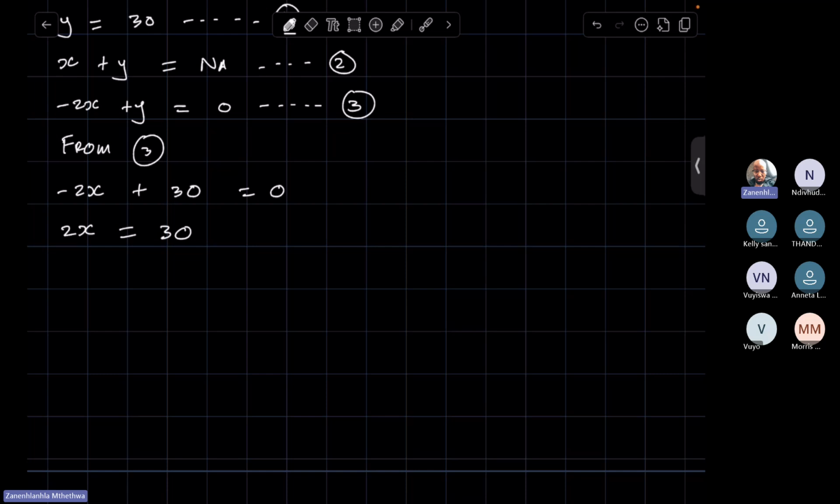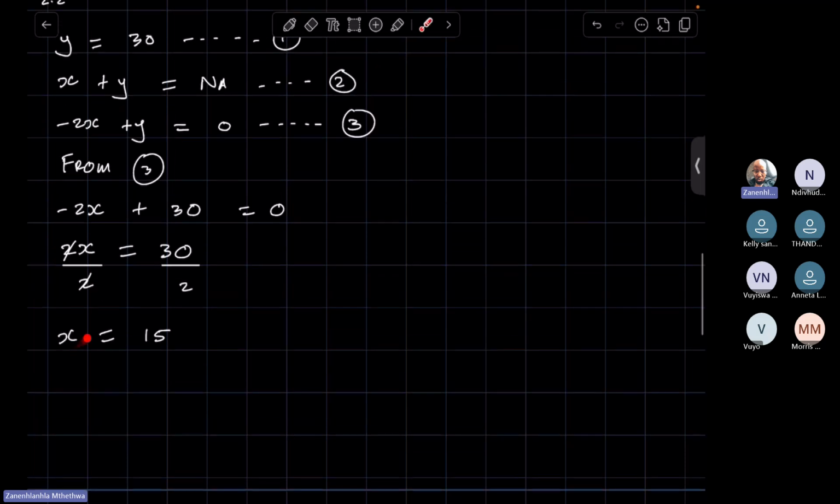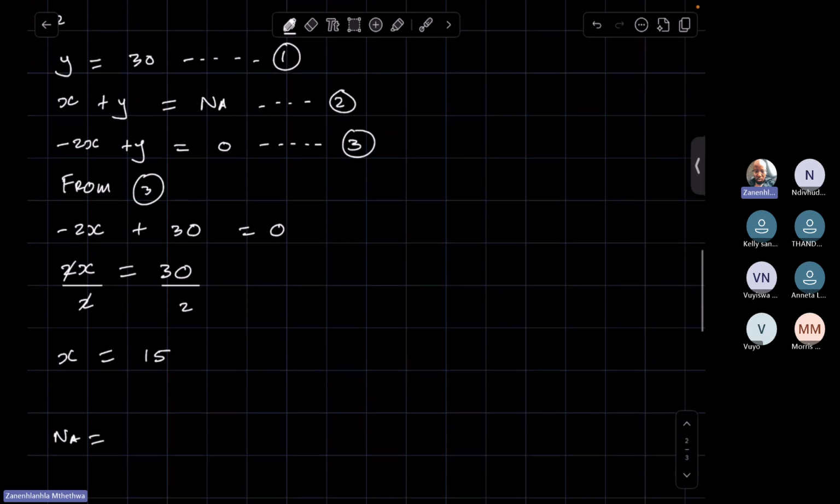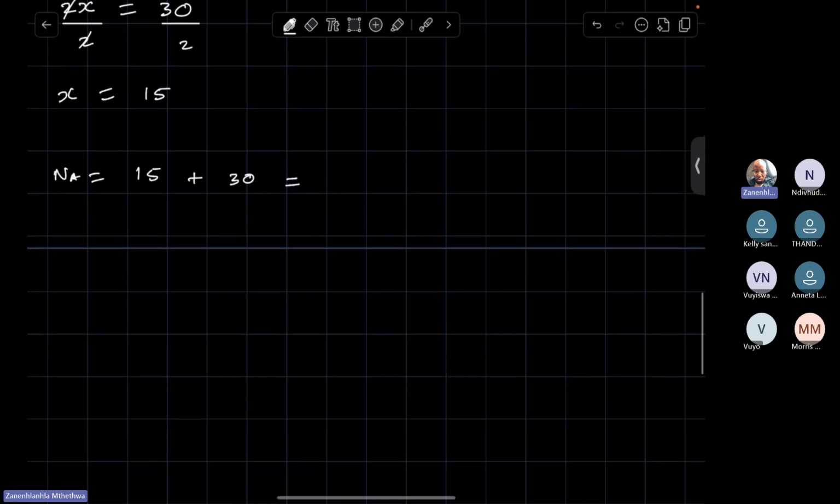Now you solve for x, divide both sides by 2, which means the value of x is equal to 15. Now you have the value of x as well as the value of y. So now you can get NA. Calculating NA from the second equation is x plus y. X is positive 15, Y is positive 30, and what is that equal to? Simple, straightforward. 45.